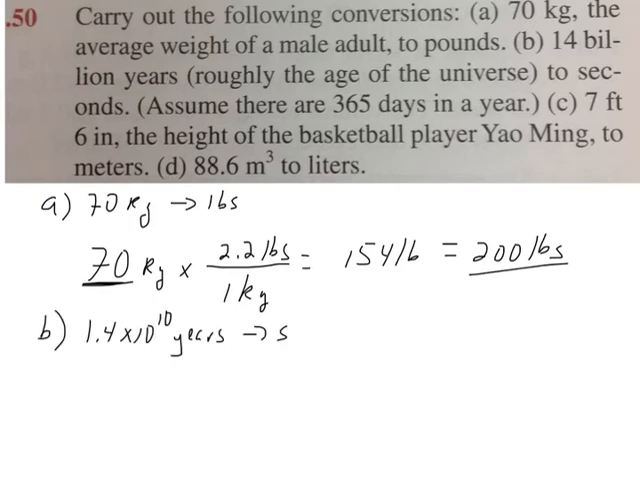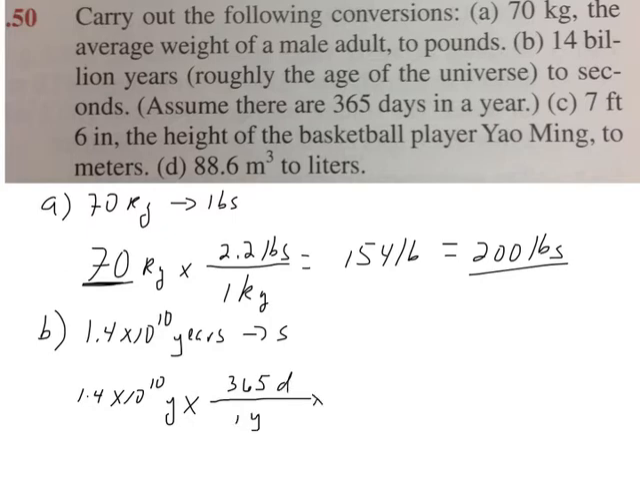In part B, we want to take 14 billion years and convert that to seconds. Now, a billion is 10 to the 9th, so 14 billion would be written as 1.4 times 10 to the 10th years. And we want to turn that into seconds. So I'm going to take my 1.4 times 10 to the 10th years, and I want to get to seconds. So the problem actually tells us, assume there are 365 days in a year. So I'm going to use that as my conversion factor, 365 days in 1 year.